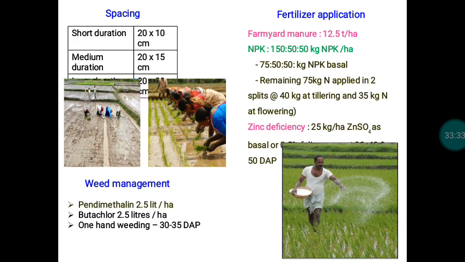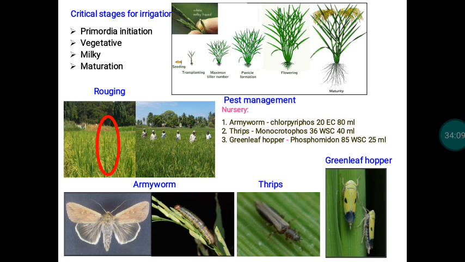And then coming back to crop management activities, weed management is very, very important. Here to control weeds, we have to apply pendimethalin at the rate of 2.5 liters per hectare. Similarly butachlor also, these are pre-emergence herbicides. So butachlor 2.5 liters per hectare. This will control weed growth. And then on the 30th to 34th day after planting, we have to do hand weeding manually also. If we follow this, we can automatically control the weed population. So this is a very, very important one.